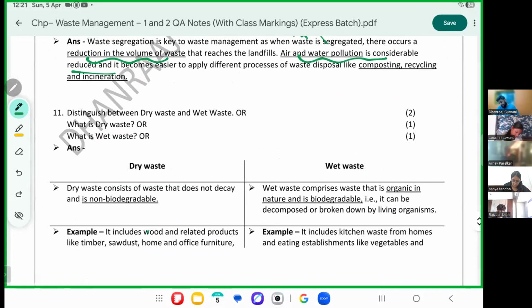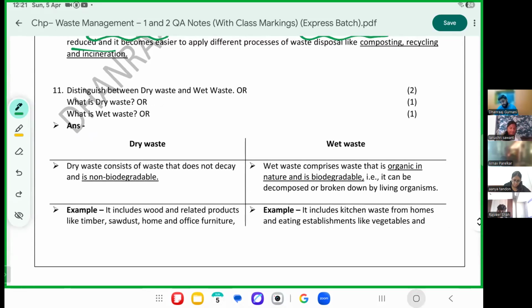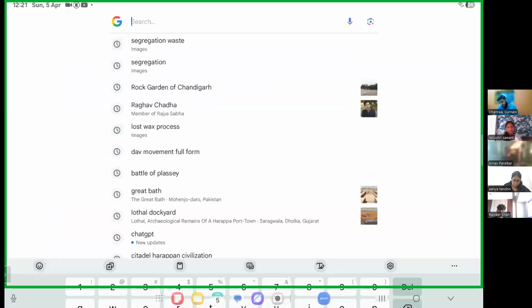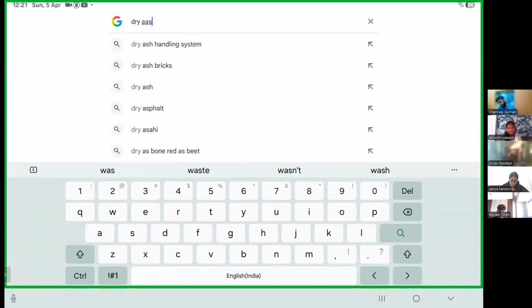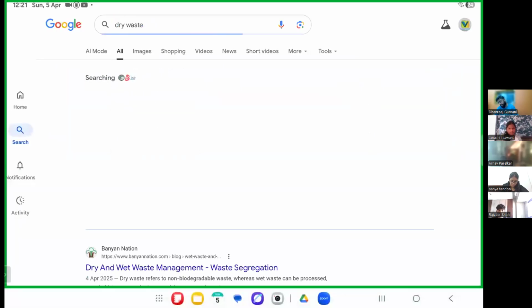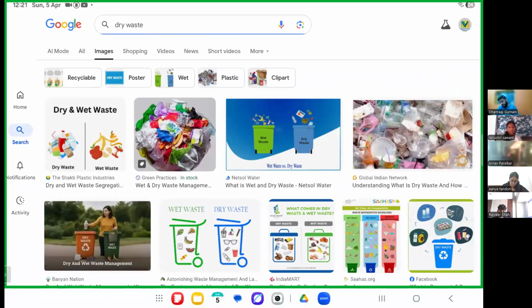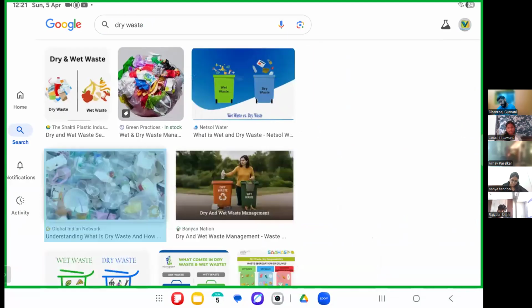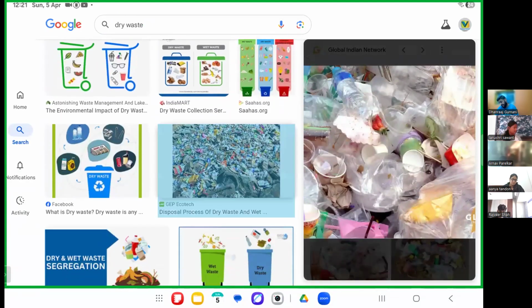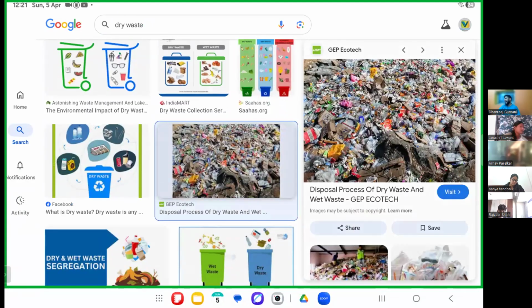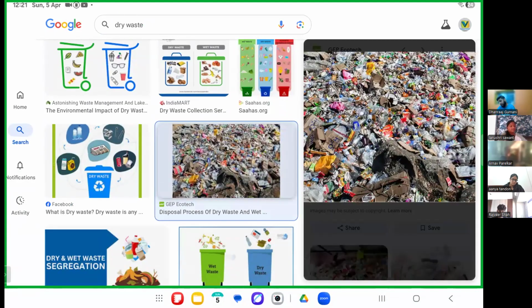What is dry waste? एक photo देख लो. Dry waste itself is dry. These are all photos of dry waste. सूखा कचरा, nothing is wet. Everything is dry. Plastic cans, bottles, and so on.